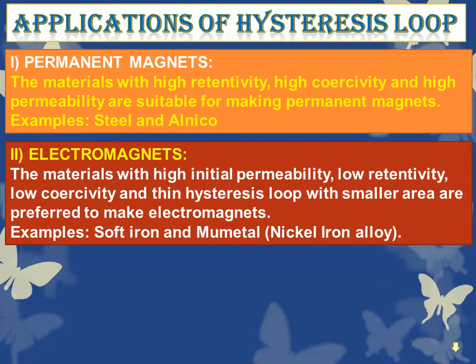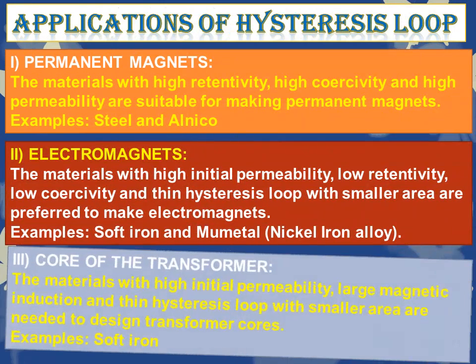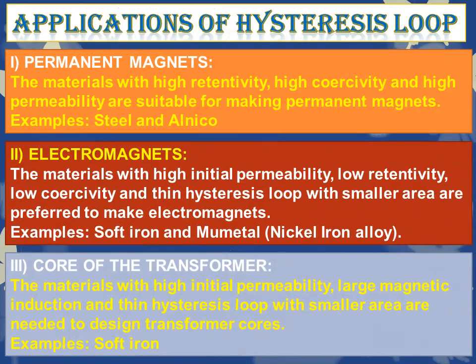Soft iron and mu metal, that means nickel iron alloy, are used for electromagnets. Core of the transformer. The materials with high initial permeability, large magnetic induction and thin hysteresis loop with smaller area are needed to design transformer cores. Example is soft iron.